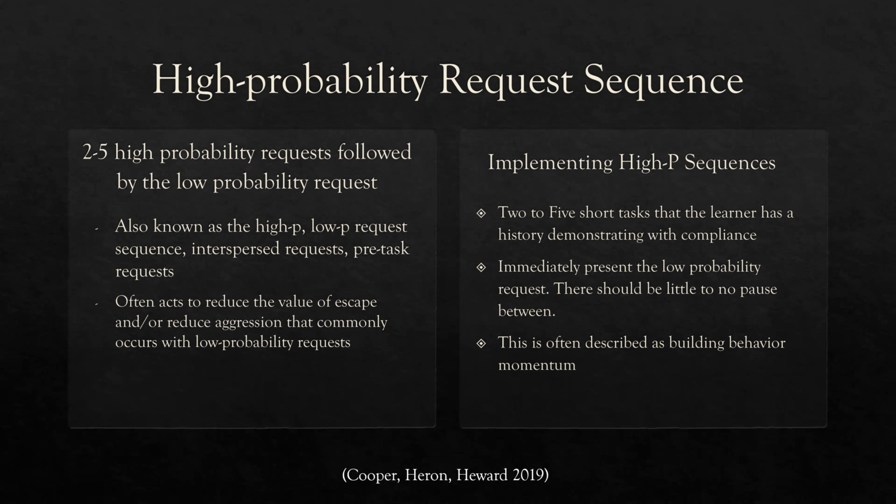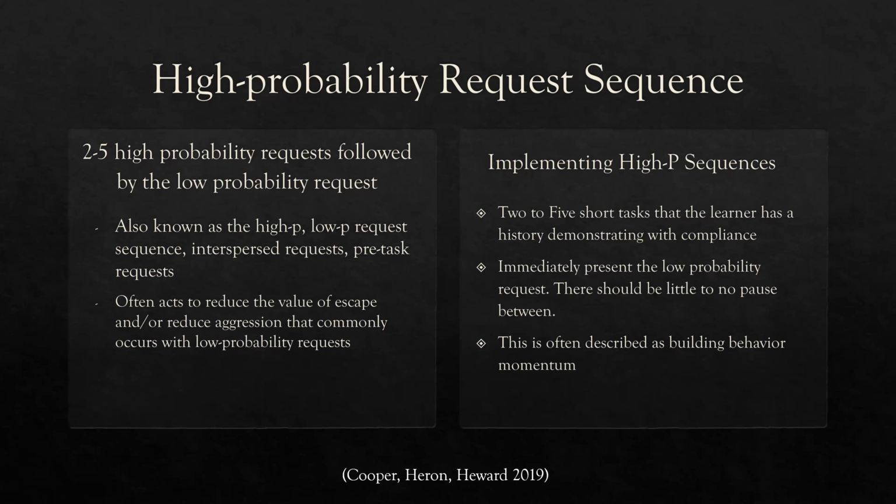So, when we need a low probability request to occur, a lot of times the learner is going to try to escape because the low P request is, low P, right? So if we can get momentum built, we can sometimes reduce the value of escape and sometimes reduce aggression that occurs with those low P requests.